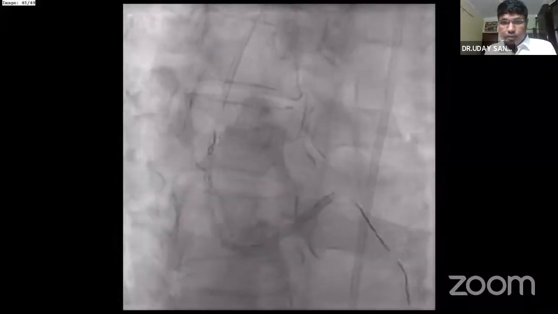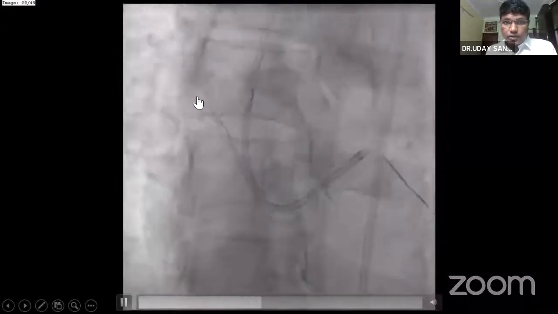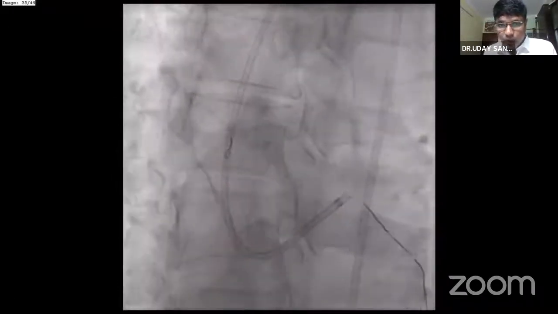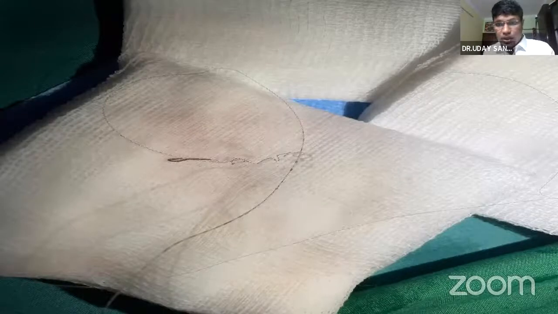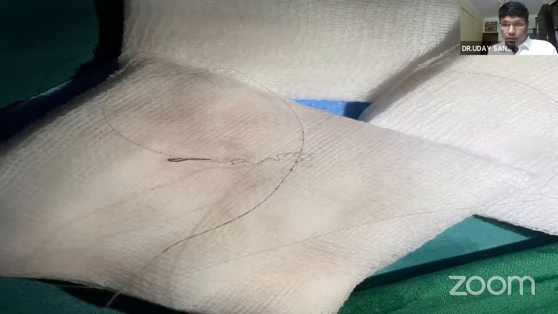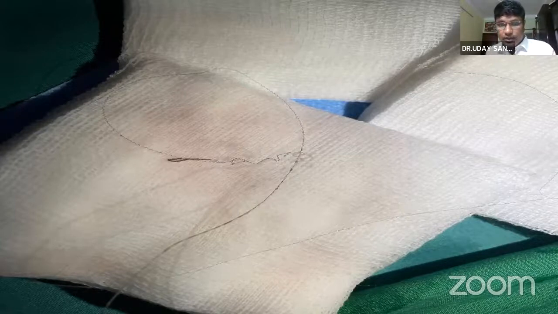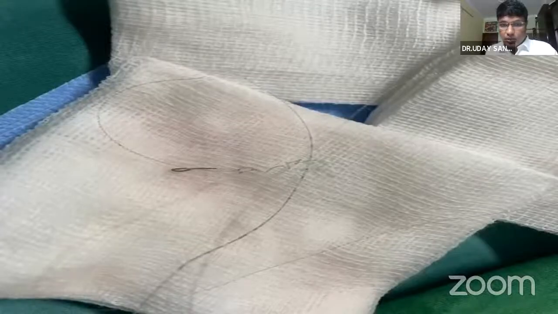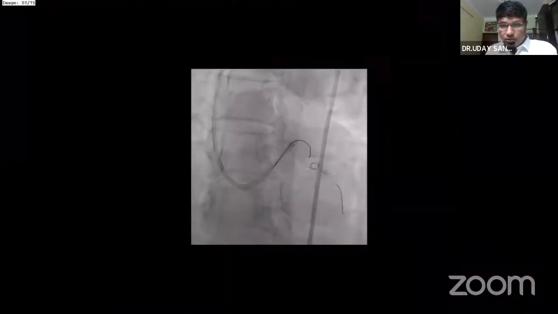By this time, when I was trying to remove this wire, I removed this balloon, but that time the balloon along with some part of the previous Gaia wire totally came out, and this was the total stretched-out Gaia wire. Only a few parts of the Gaia wire remained inside the LCX, up to the left main, across the guide catheter, up to the proximal segment of the guide catheter. This was the part kept inside the coronaries.